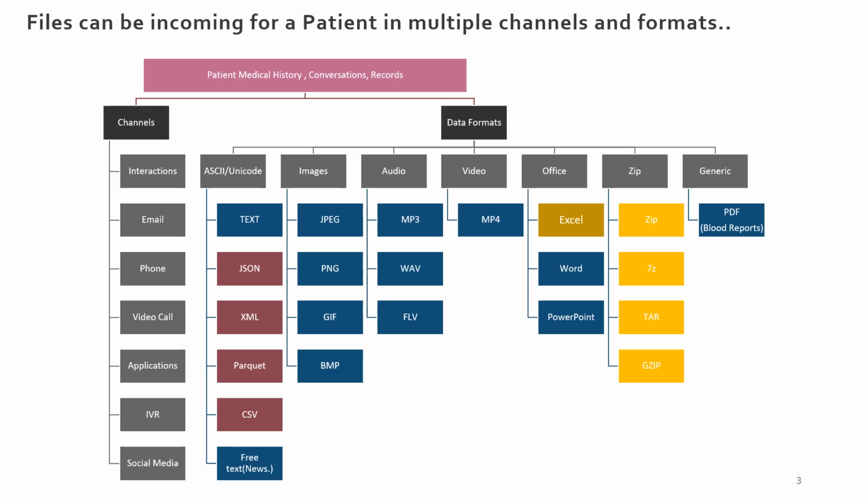Files can be incoming for a patient in multiple channels and formats. In the medical industry, patient data can come via multiple channels like emails, phone calls, video calls, one-to-one interactions, etc. And the data can also come in different formats like image files for X-ray images, audio files if the patient had a call with a doctor, video files for a psychiatric recording, and PDF files for blood reports.